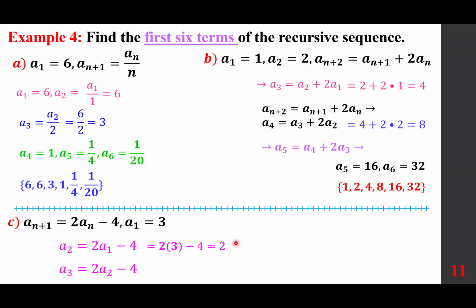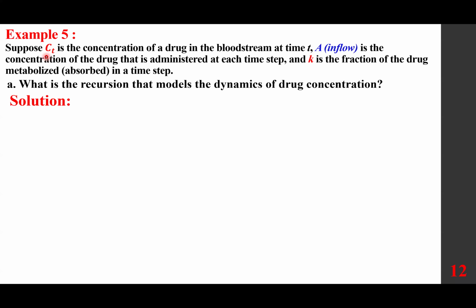Suppose C sub T is the concentration of a drug in a bloodstream at time T. A, the amount of inflow, is the concentration of the drug that is administered at each time step. The time step is very important to understand. That means the patient needs that medication every day, every week, every month, every 2 hours, every 5 hours, and so on. For example, if it's a pain medicine, every 6 hours, every 10 hours. So that time step is extremely important, which depends on a lot of factors, including the weight of the patient.